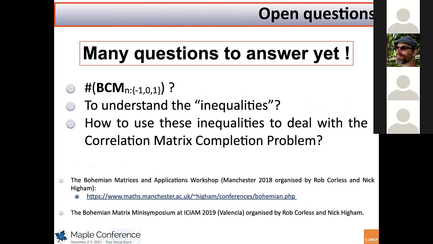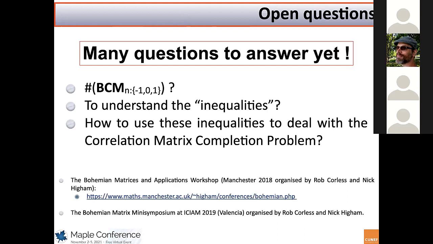Also, it is an open question to understand the inequalities characterizing these correlation matrices. In dimension 3 it is quite easy, but for higher dimensions, we are not able to give a proper interpretation for these polynomial inequalities.